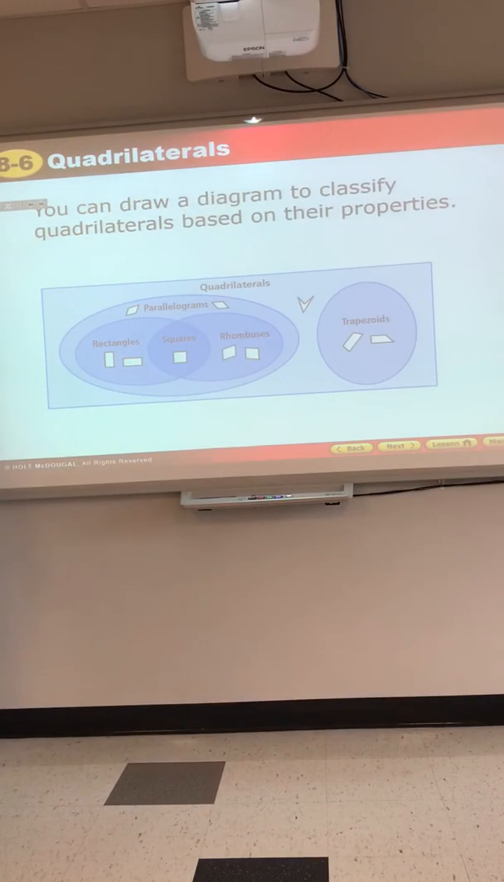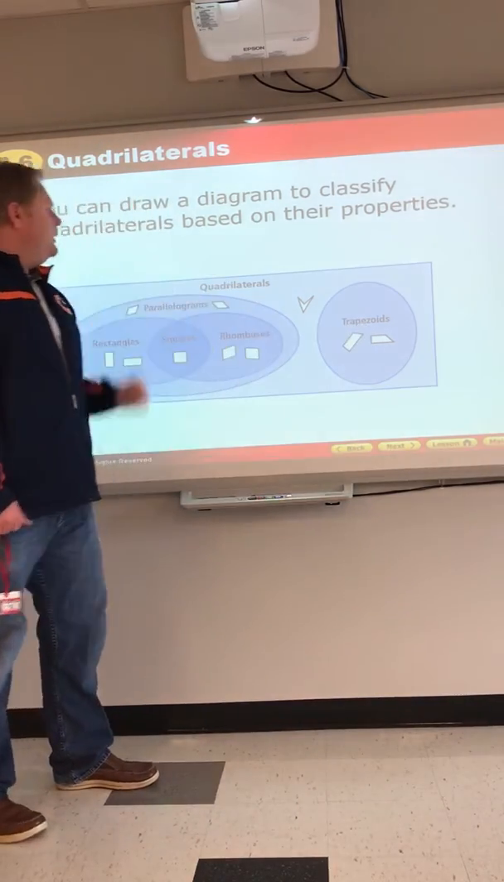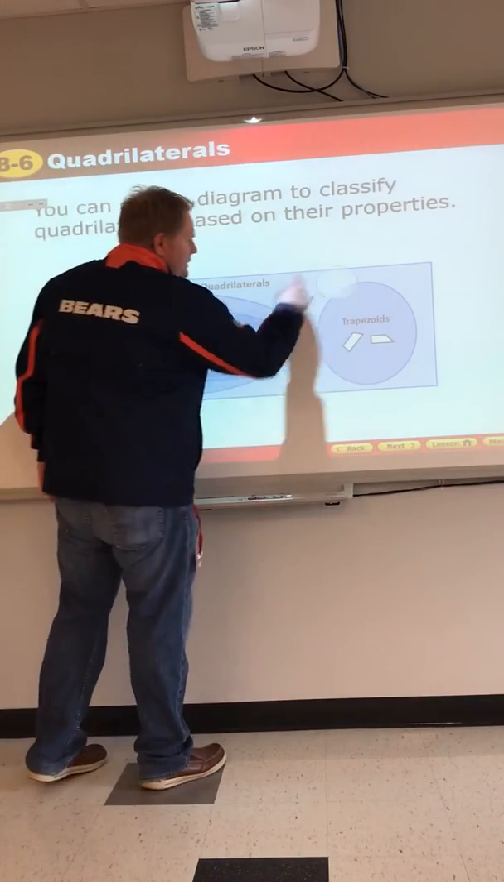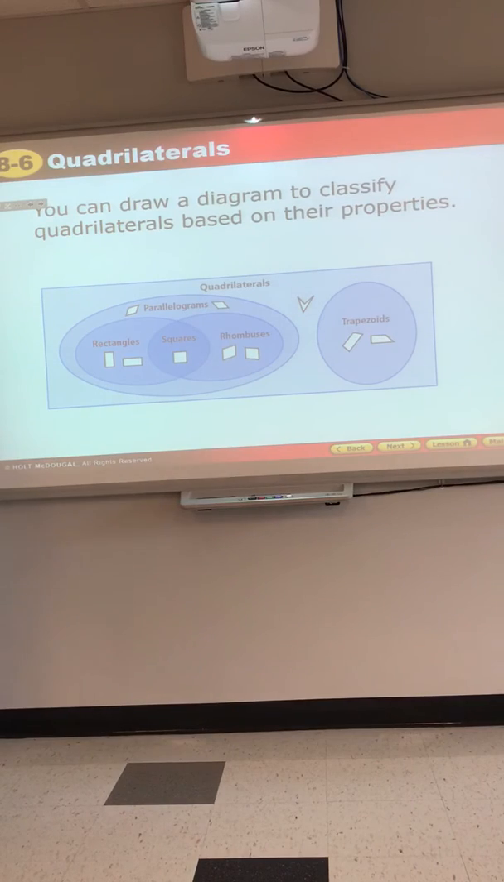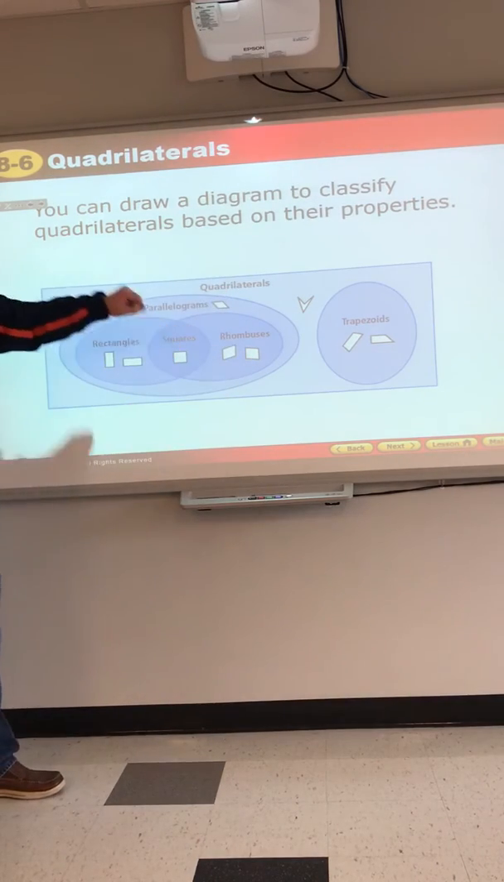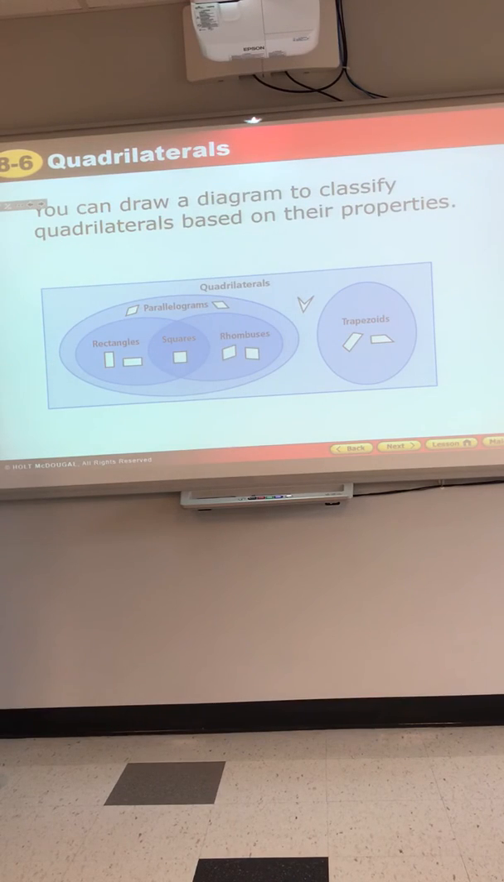1 set of parallel sides, and maybe a 90, maybe not. But all 5 are quadrilaterals, and sometimes, like with this figure right there, the most descriptive name you can have is quadrilateral. That picture is in your book. Be not afraid to use it.